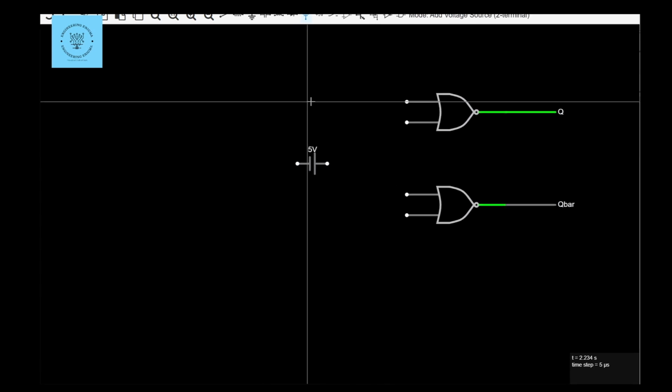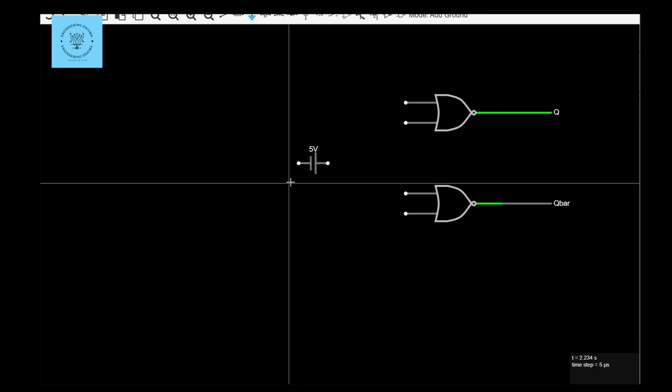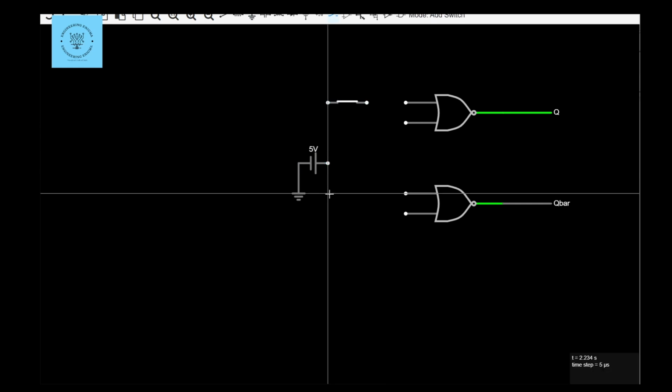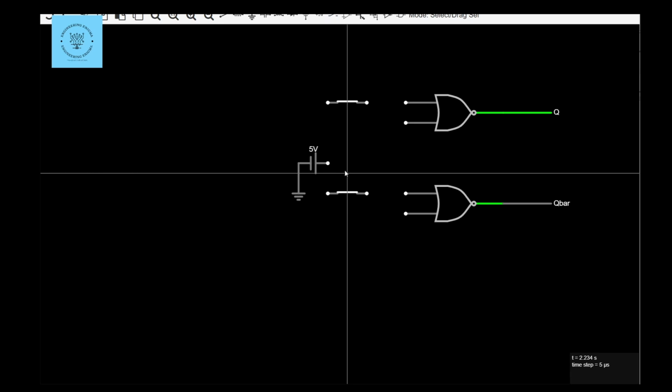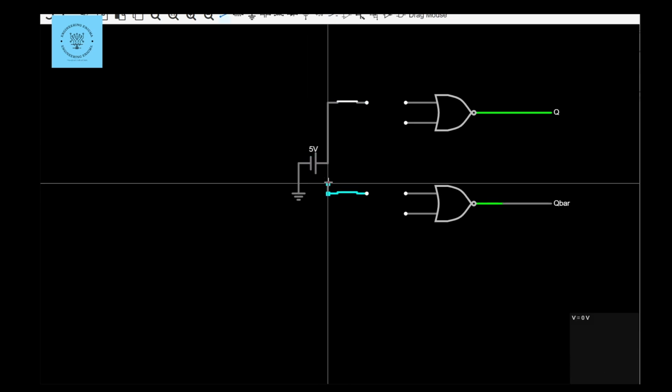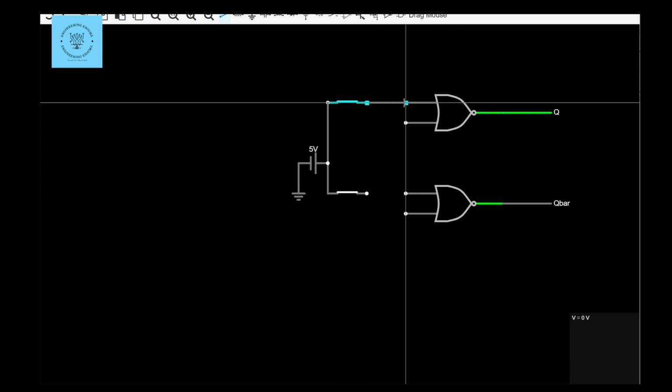In this circuit, we are using two NOR gates connected in feedback configuration. The output of one NOR gate is connected to the input of the other NOR gate. This feedback allows the circuit to store its state. Here we are using NOR gate for educational purpose. NOR gate creates an active high latch. In real-world applications, NAND gates are more commonly used, which creates an active low latch.